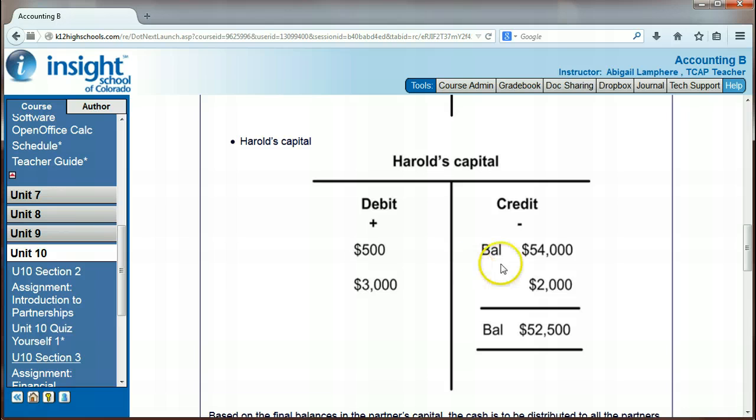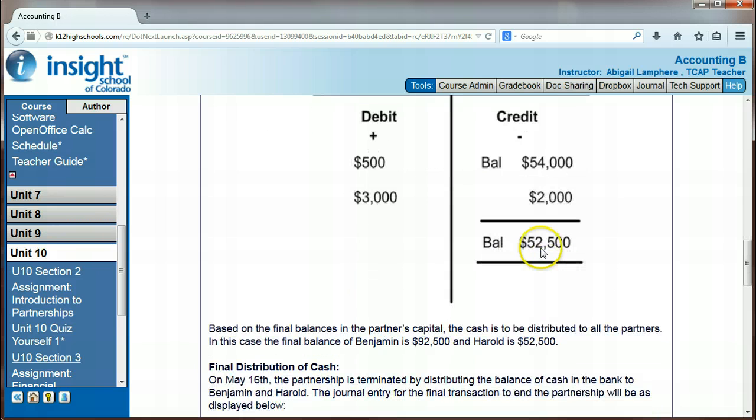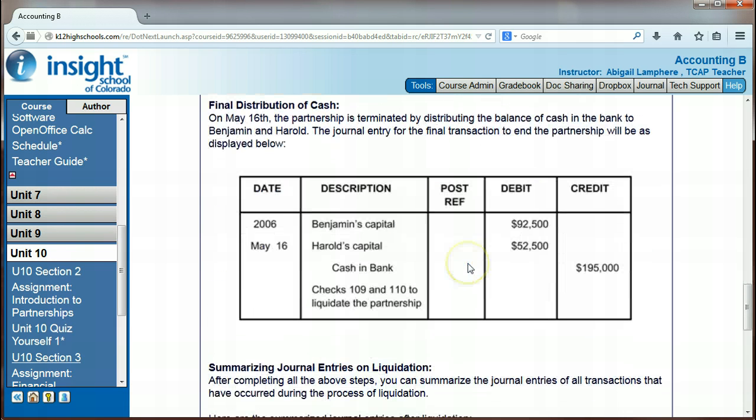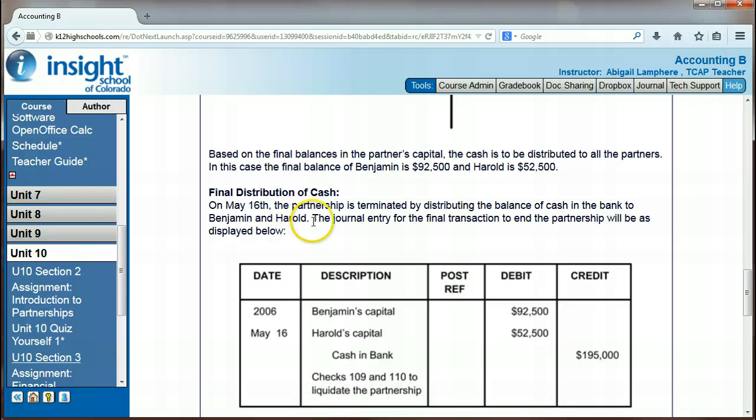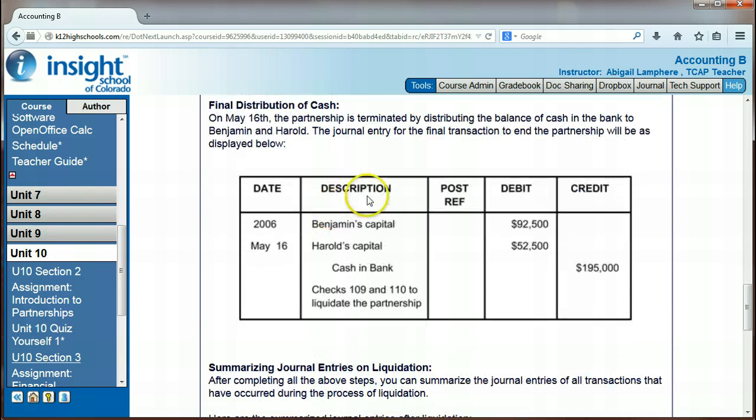And Harold's is set up the same way. He had a lower balance to begin with, but we still take out the same amounts for debit and the same amount for credit. That leaves him with a balance of $52,500. And so the very last step is going to be the distribution of cash. So on May 16th, the partnership is terminated by distributing the balance of cash in the bank to Ben and Harold. So again, they agreed to split everything 50-50. And so that's what they're going to do.